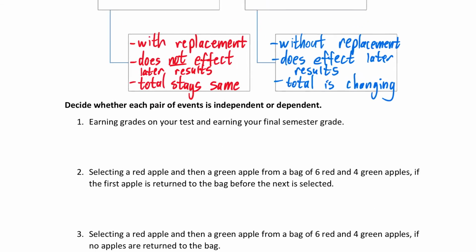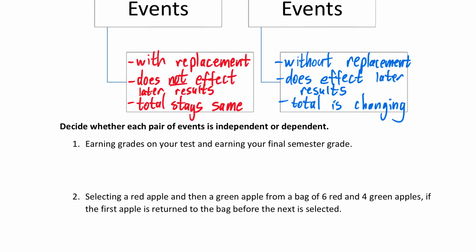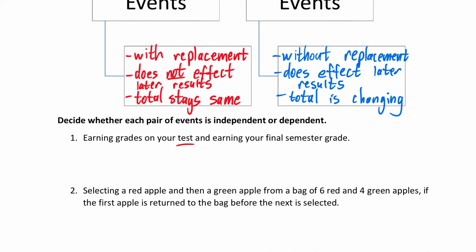Okay, so we have four different events, and we're going to decide whether each is independent or dependent. Number one says earning grades on your test and earning your final semester grades. So there's two things happening here. The grade on your test and your final semester grade. Does one of those depend on the other one? Yes. Definitely. Your final semester grade definitely depends on your test. So this is a situation that is dependent. One of them definitely affects the other one.